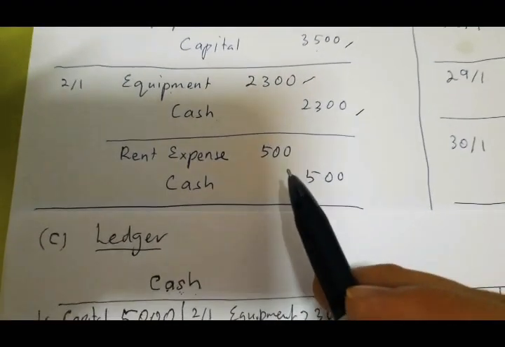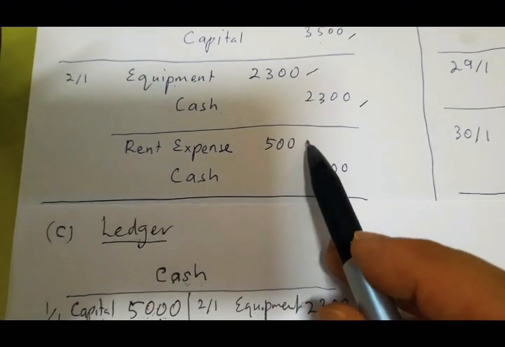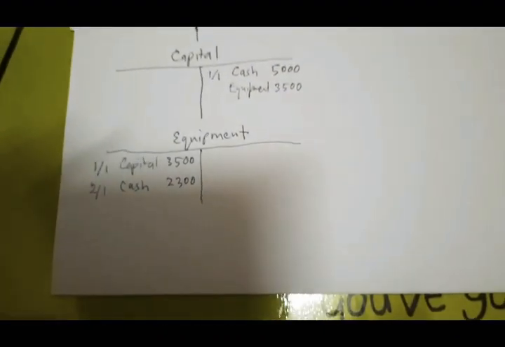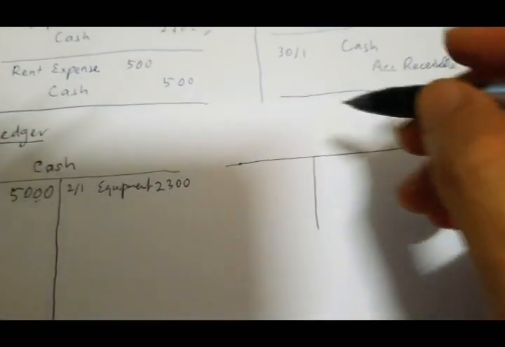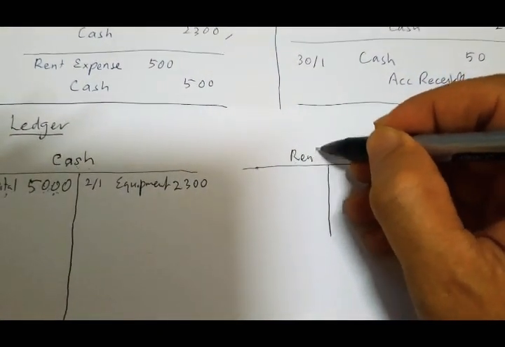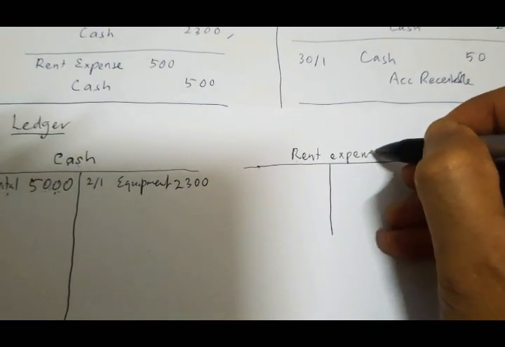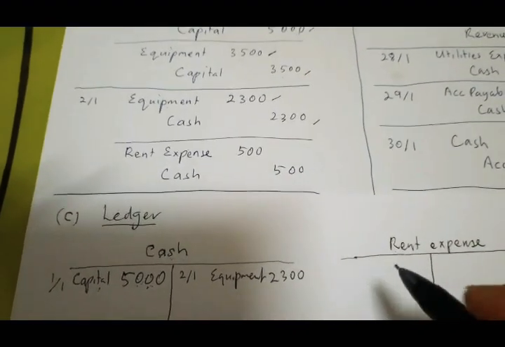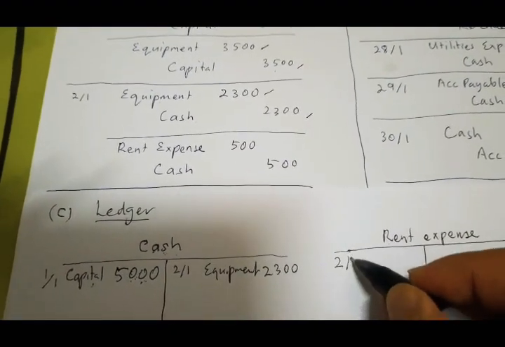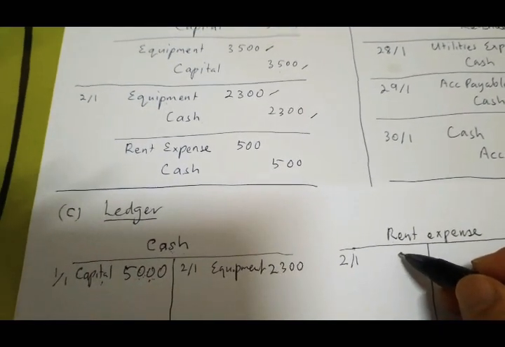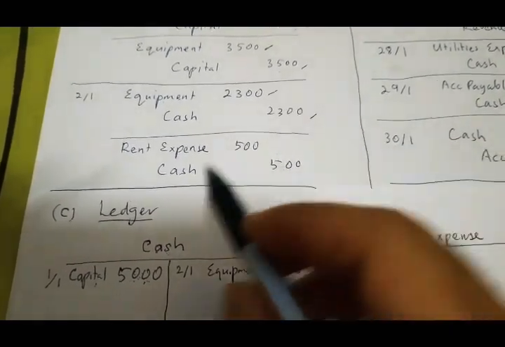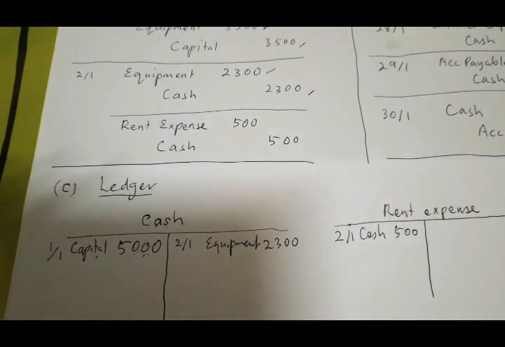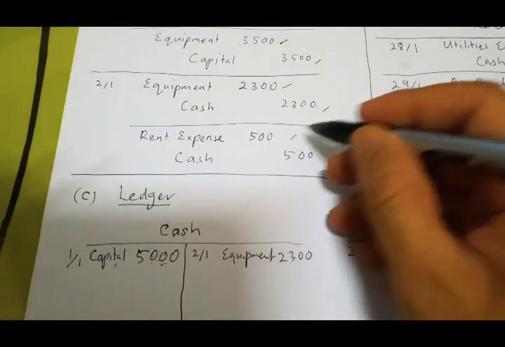The next thing that happened on the 2nd of January is debit rent expense 500. So do we have a rent expense account? No. So we create a new account. The name of the account is rent expense. So the entry is debit rent expense 500. The date is 2nd of January. Debit account rent expense, the amount is 500. Refer to account cash. You write here cash. Okay, and then this is done.